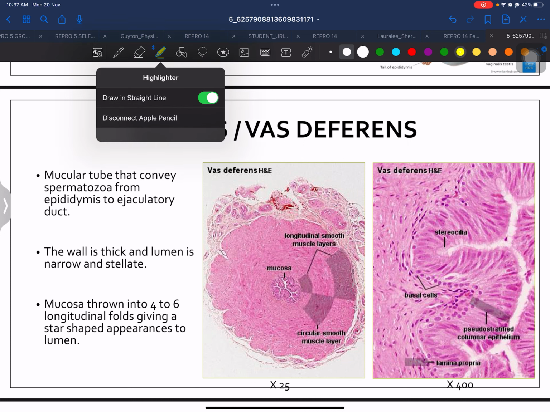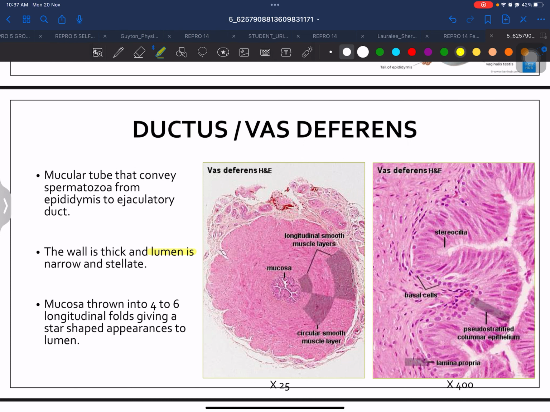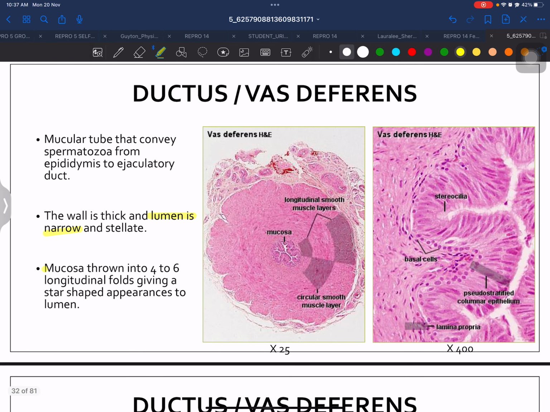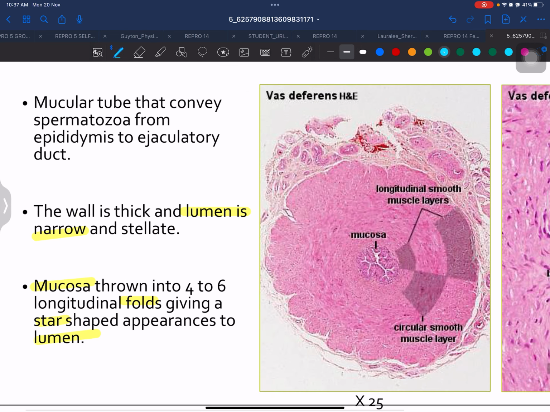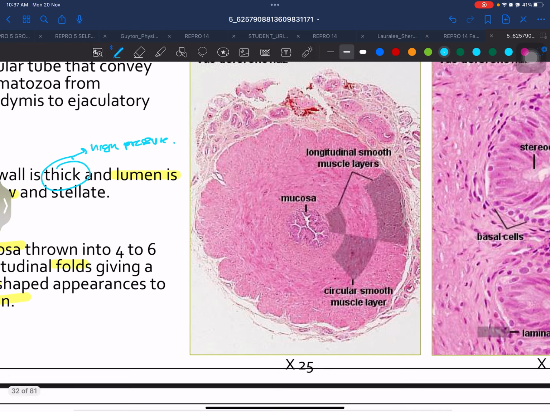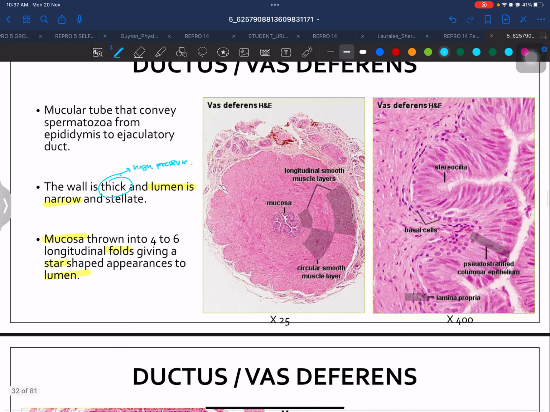The wall is thicker, and the lumen is narrow and star-shaped. It is similar to our ureter, right? The ureter is also star-shaped, because the muscular layer is thick. The muscular layer is thick, which is why it has a star shape. The mucosa is thrown into folds, which is why we have star shapes.